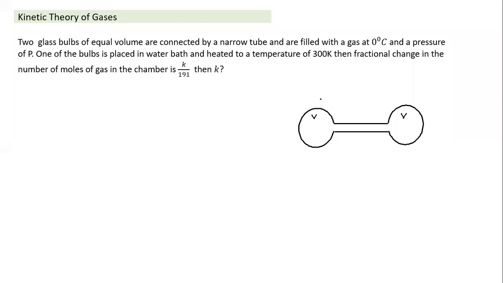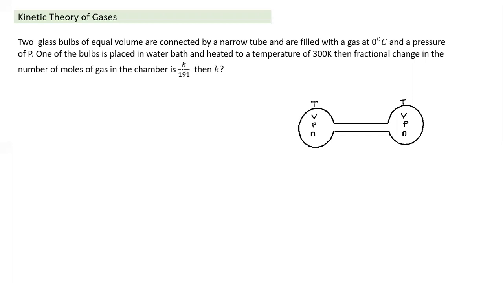They're filled with gas at zero degrees centigrade. So this is also zero, equal temperature, equal volume, and the pressure also is P. This pressure is P and this pressure is also P. Everything is identical. This will have a certain number of moles of gas, and this will also have a certain number of moles of gas. So all four parameters are given, and we know all are related. This is the scenario initially.